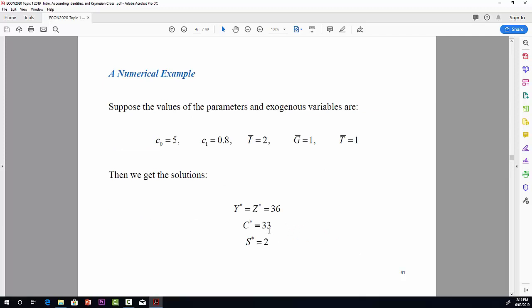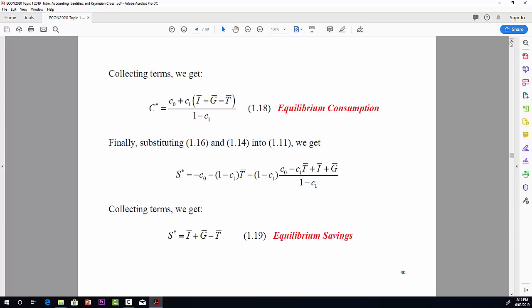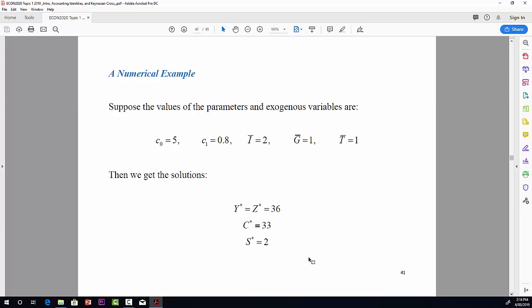36. And if you do it for consumption, we have an expression for consumption also, just up a little bit. There it is, equation 1.18. Plug in the numbers to that and you'll get C star is equal to 33, which is less than Y star, but again, C star is the major component of planned aggregate expenditure. Now, savings, again, plug the numbers in and you'll get 2. All right.